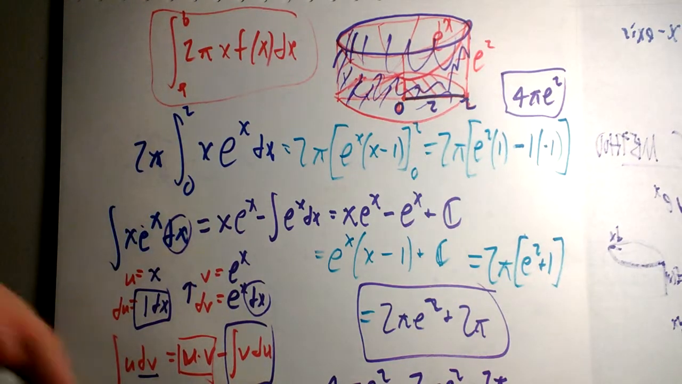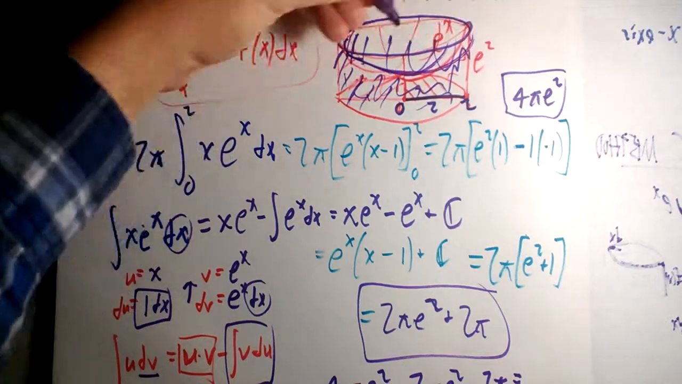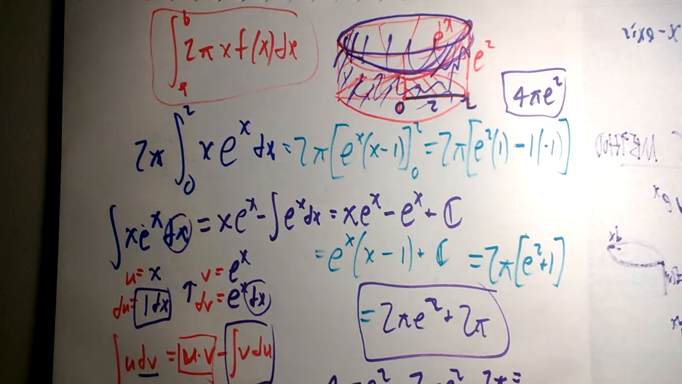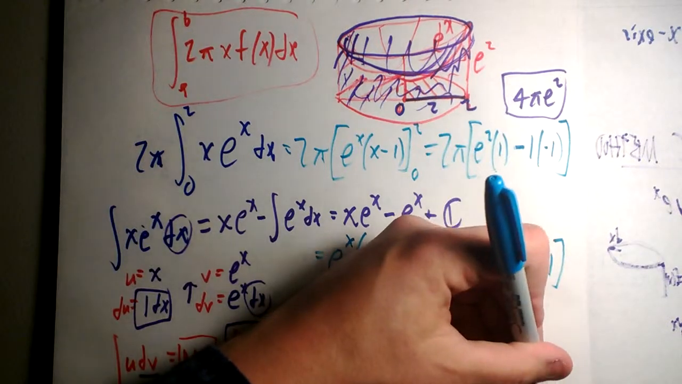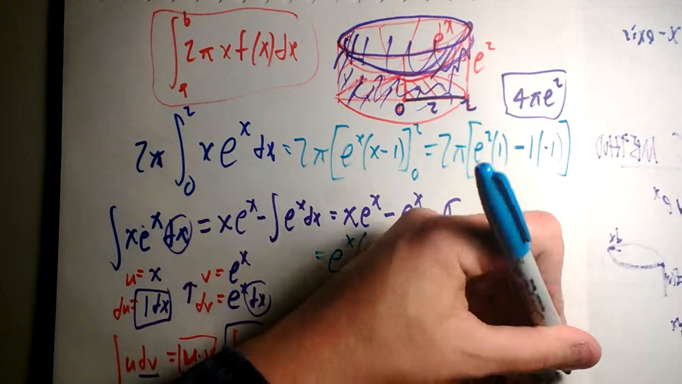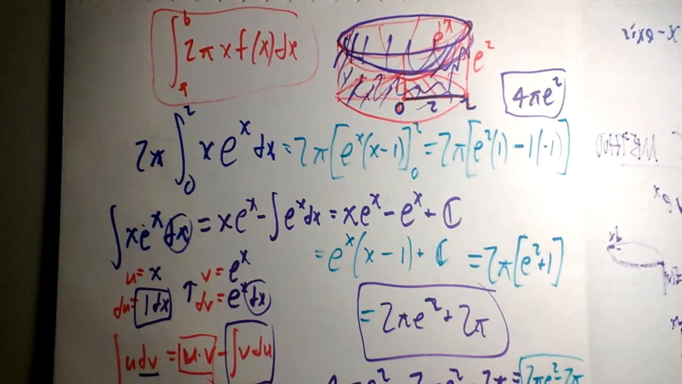And let's do some simplification. That's just the volume of that dome that encircles e to the x. Subtracting 2 from 4 leaves 2 pi e squared minus 2 pi. And we're done. Not much thought there.